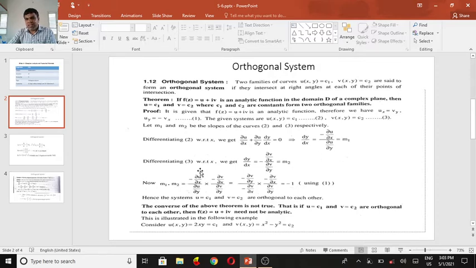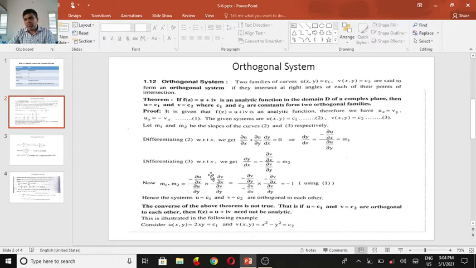Similarly, take 3 and differentiate v of x y equals c2 partially with respect to x. Dou v by dou x plus dou v by dou y into dy by dx equals 0. Taking dou v by dou x to the other side, we get the same minus term. So dy by dx equals minus dou v by dou x divided by dou v by dou y. I call this m2.